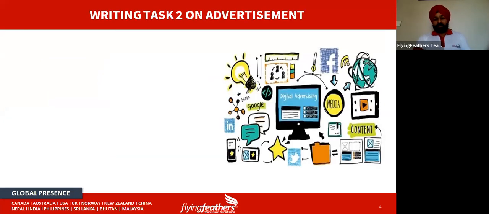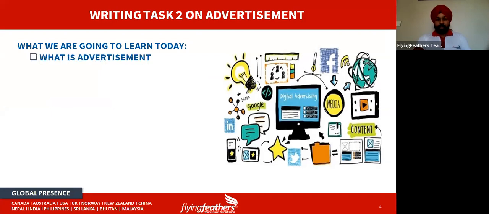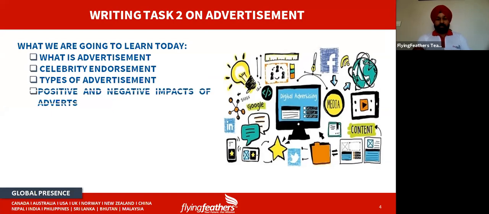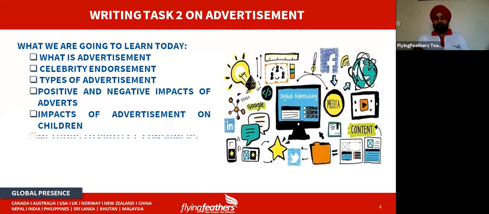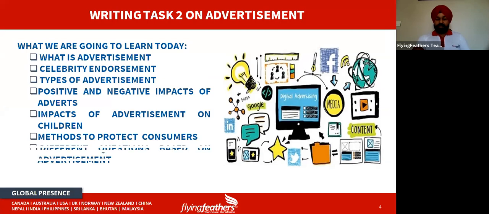So, starting with Writing Task 2 on advertisement. These are all the things we are going to learn today: what is advertisement, what is celebrity endorsement, the types of advertisement, the positive and negative aspects of advertisements, impacts of advertisement on children, methods to protect consumers from wrong advertisements, and I will discuss the different questions that come in the exam based on advertisement.